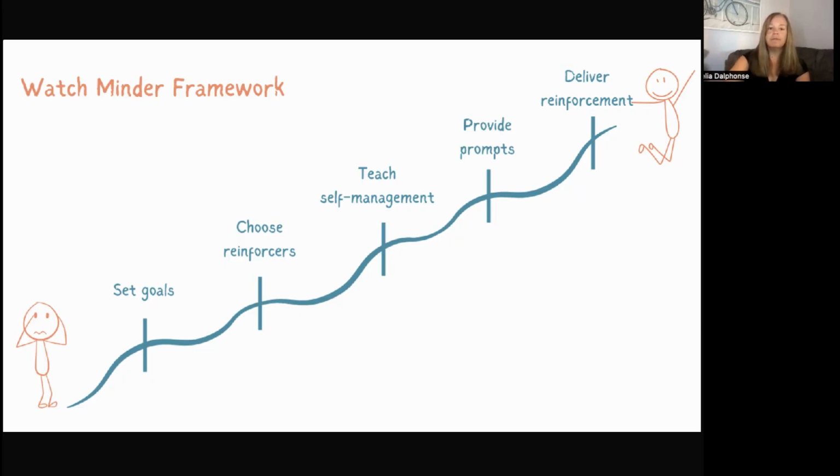So let's take a look at what framework we might be able to create with this. For the Watchminder, I might create a framework that brings my ideal customer on a journey from frustrated with the school's complaints to excited about their child's success. So we're going to look at a framework that might include setting goals, choosing reinforcers, teaching self-management skills, providing prompts, and delivering reinforcement.